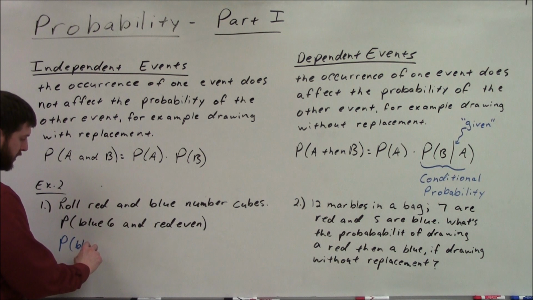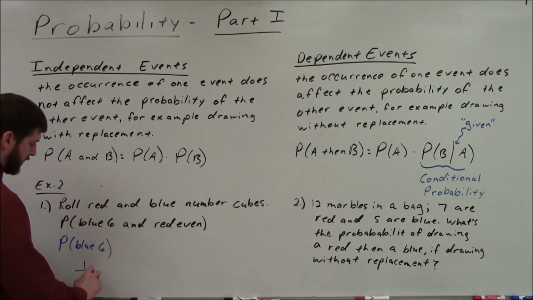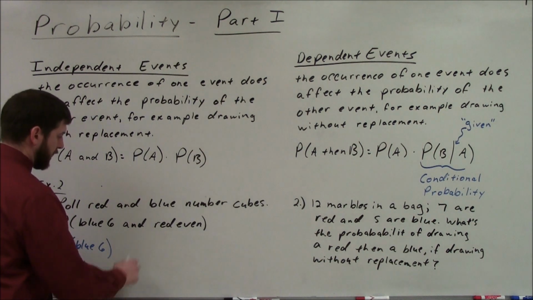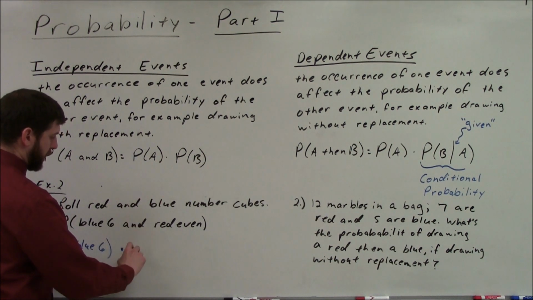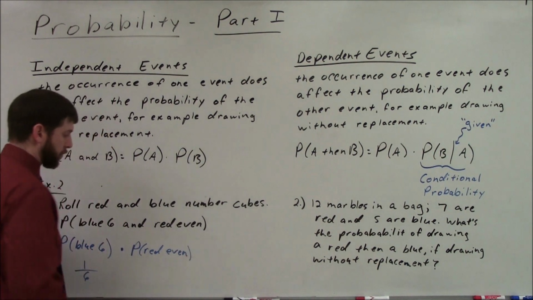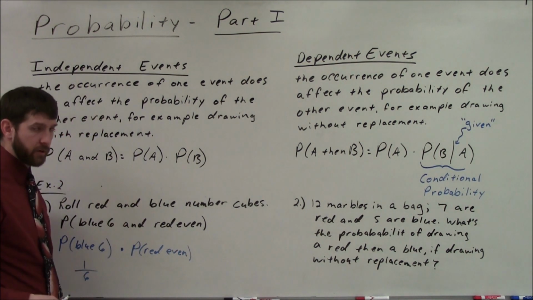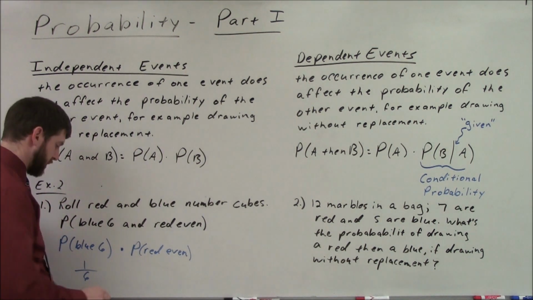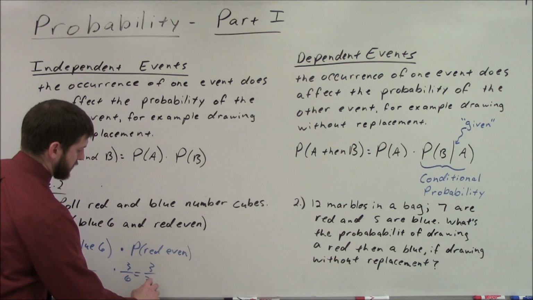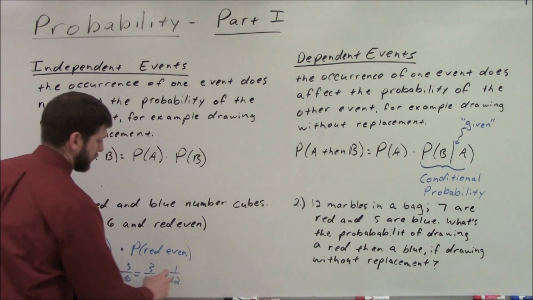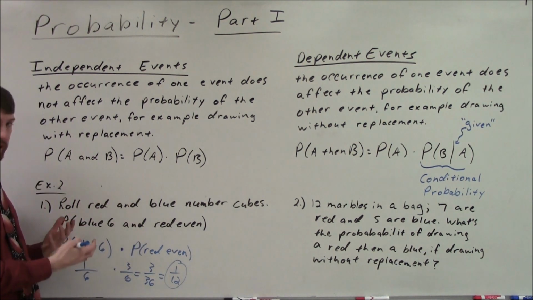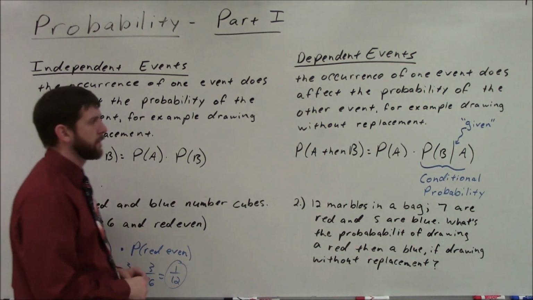So probability of a blue 6, well, there's 1 out of 6 possible, times the probability of a red even. The red one doesn't matter, but for the even, there's 2, 4, or 6, so there are 3 of those out of 6. So 3 out of 36, which is 1/12. So for independent events, we just calculate them independently and multiply those two probabilities together.